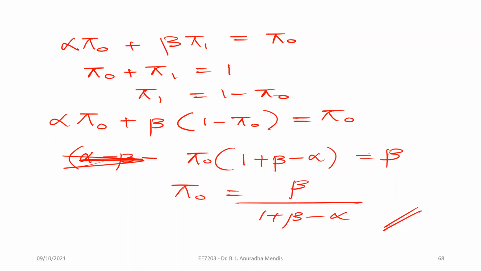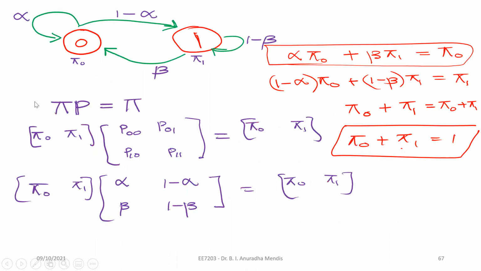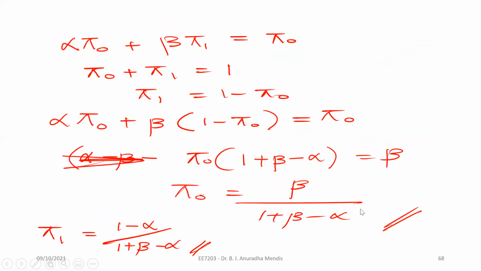Okay, so phi 1 is 1 minus phi naught. So then phi 1 will be (1 minus alpha) divided by the same denominator. Okay, so this is how you find the Markov chain state probabilities. To find the state probabilities, you need the balance equations together with the normalization. Balance equations are not enough to find the global solution.